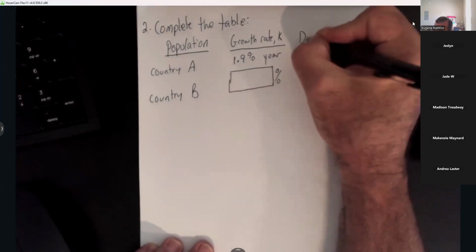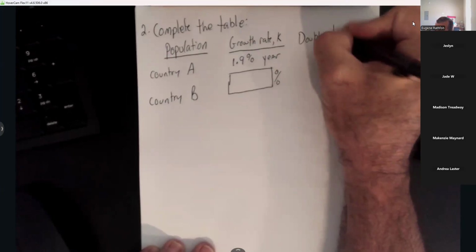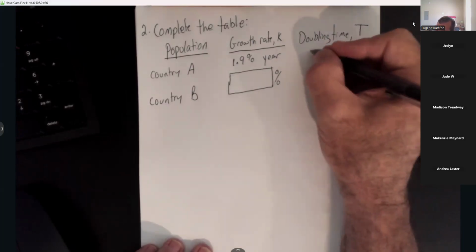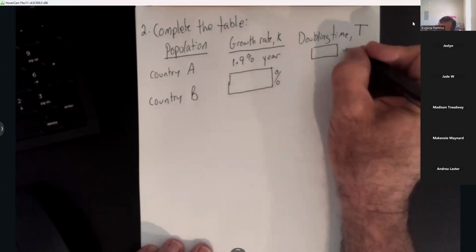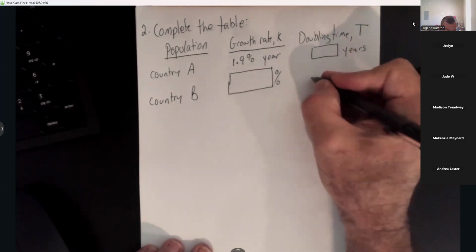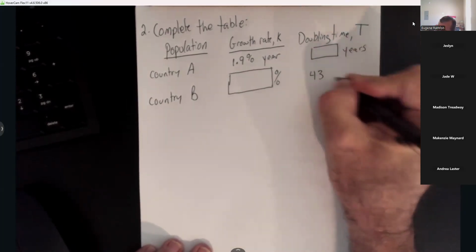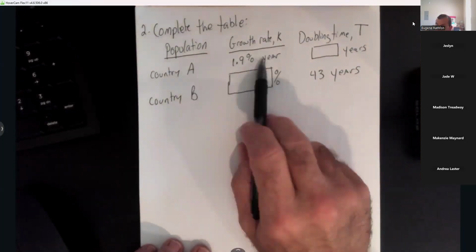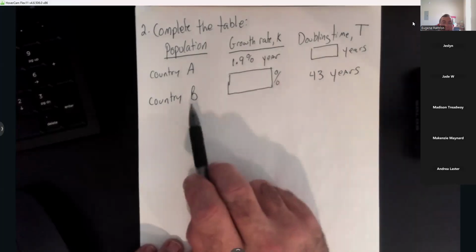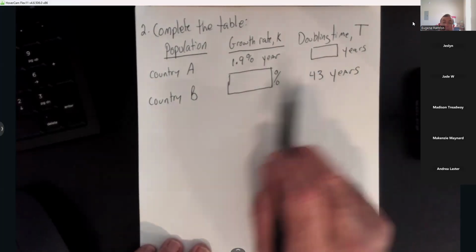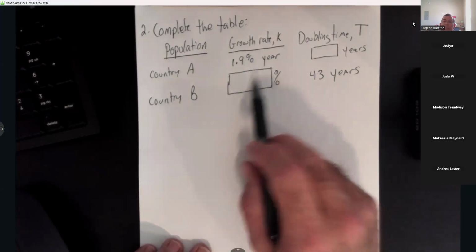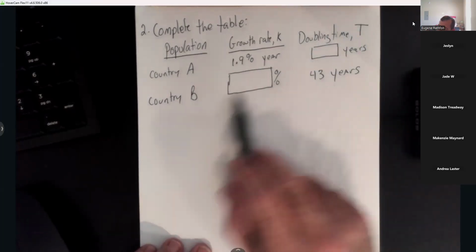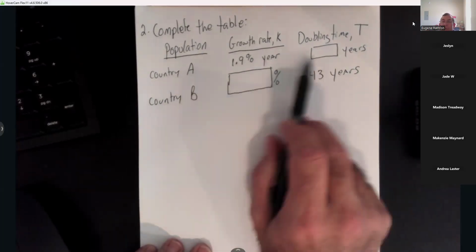Now, over here, they got the doubling time, capital T. So this one, they got a blank and then years. And then this one has 43 years. So I know country A's growth rate, but not its doubling time. I know country B's doubling time, but not their growth rate. They want me to fill in these 2 boxes, okay? So the first thing I'm going to find is the doubling time for country A.